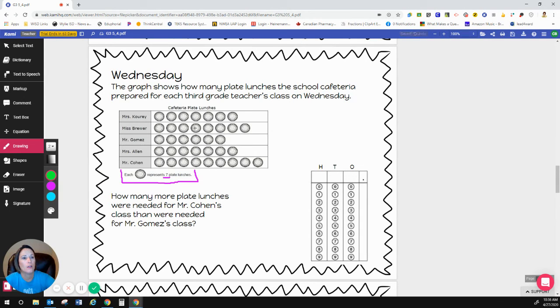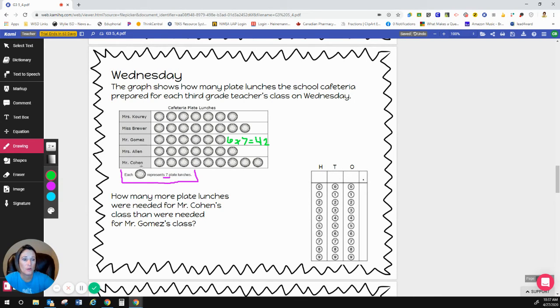So let's look at Mr. Gomez's class. How many plates does he have here? 1, 2, 3, 4, 5, 6. And what did we say each plate was worth? They're each worth 7. So 7, 7, 7, 7, 7, 7. I have 6 groups of 7. Okay, 6 times 7. I want you to pause and solve that. Come back when you're ready. Okay, so if I've got 6 groups of 7, I have 42.